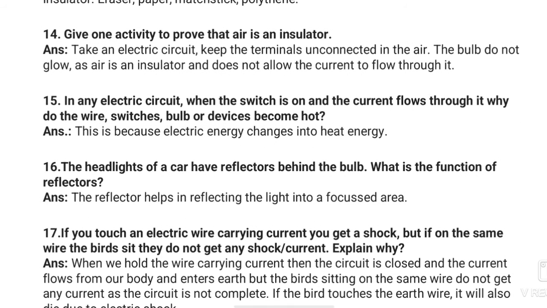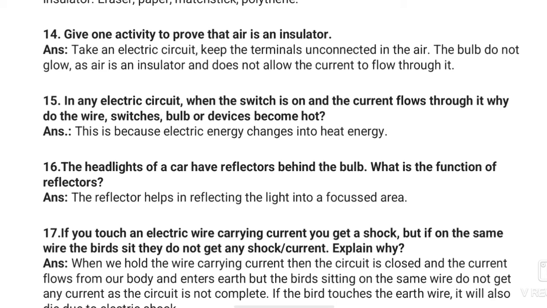Next question, give one activity to prove that air is an insulator. So students, to prove that air is an insulator of electricity, take an electric circuit and keep the terminals unconnected in the air. The bulb does not glow, as air is an insulator and does not allow the current to flow through it. So we know that when we put a bulb in air, it does not glow because air is an insulator.